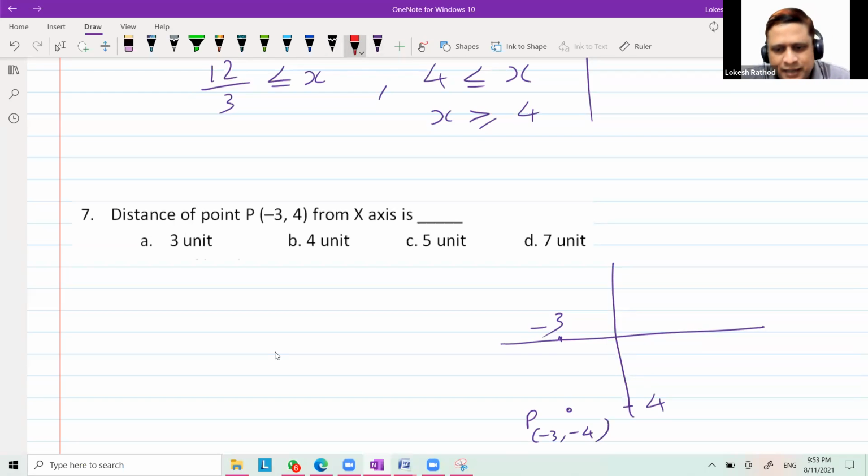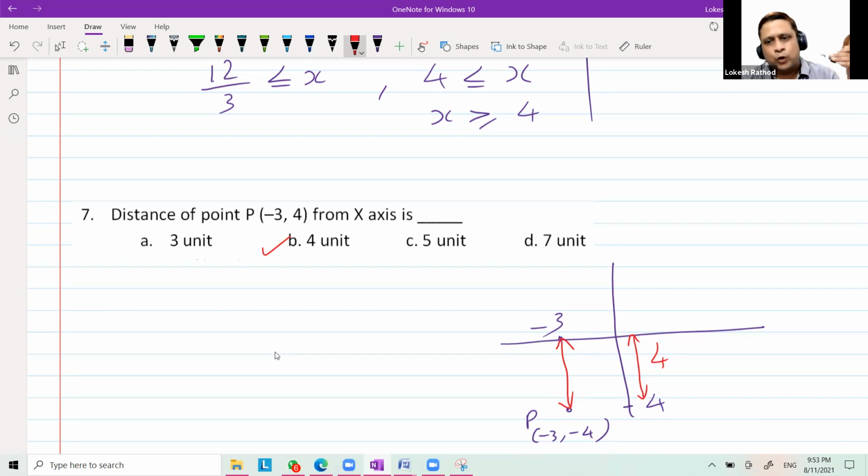Now what will be its distance from the x-axis? Distance from the x-axis is this distance. Are you getting this? So what is this distance? 3 or 4? It is 4 units. You can say this distance is also 4, and this is parallel. The answer is 4 units.